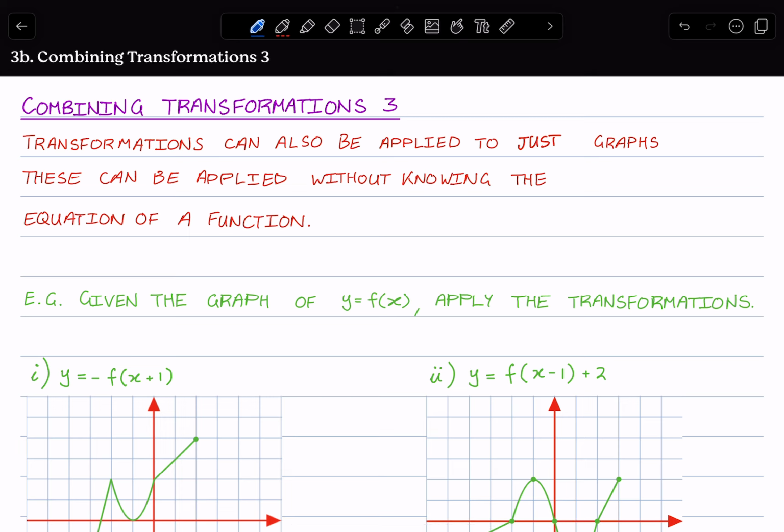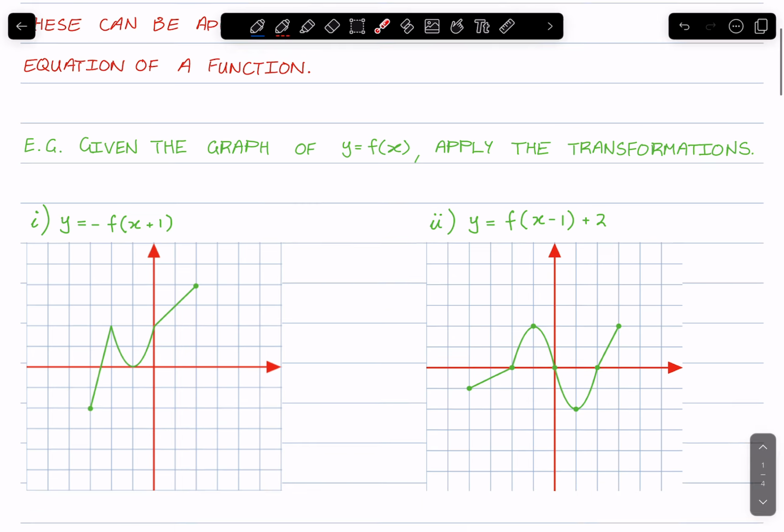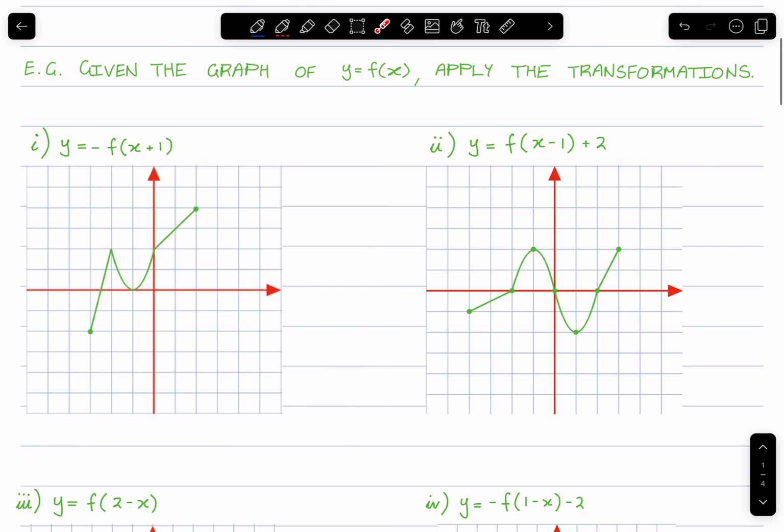Hello class, this is a video tutorial on combining transformations part 3. In this video we'll be looking at applying transformations to just the graphs. And these transformations can be applied without even knowing what the equation of the graph or the function might be. So let's get straight into our first set of examples.